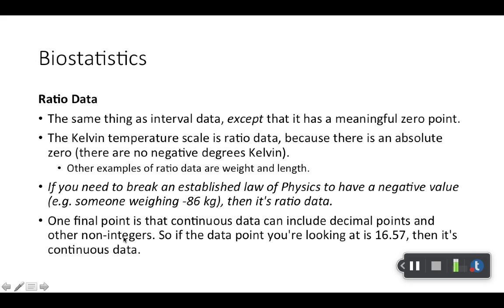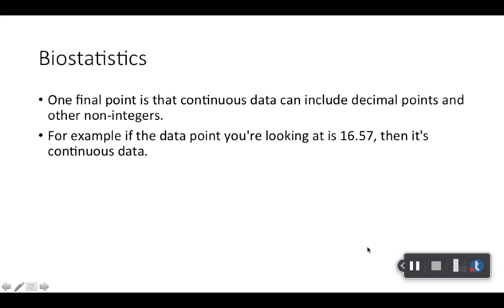And with continuous data, you can include decimal points. So let's just read through that.